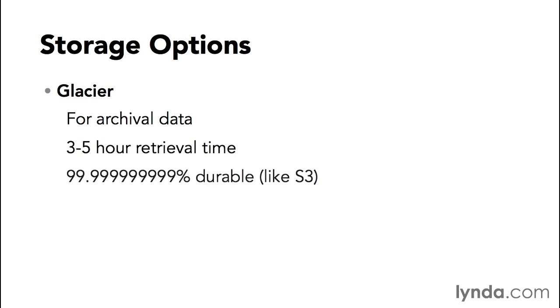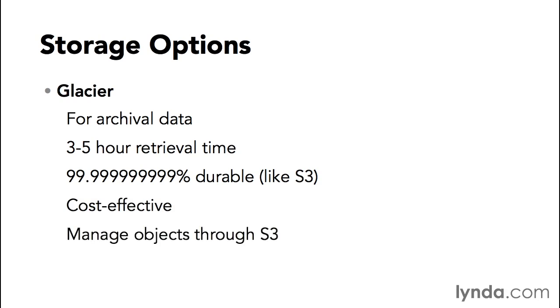You get the same 11 nines of durability, just as you do with S3, but your storage costs are much less. And then you pay per archive and per restore requests, but these are also at a very low cost. Now you manage your objects in Glacier through S3. You don't associate an object with Glacier storage directly as you upload it. Rather, you can transition existing Amazon S3 objects to Glacier when the data is ready for archiving.